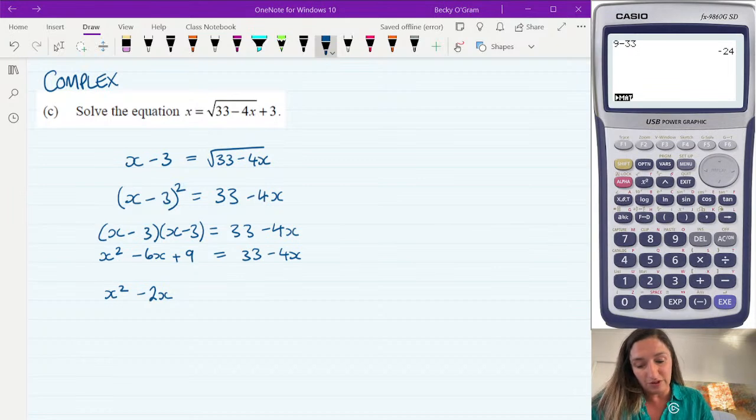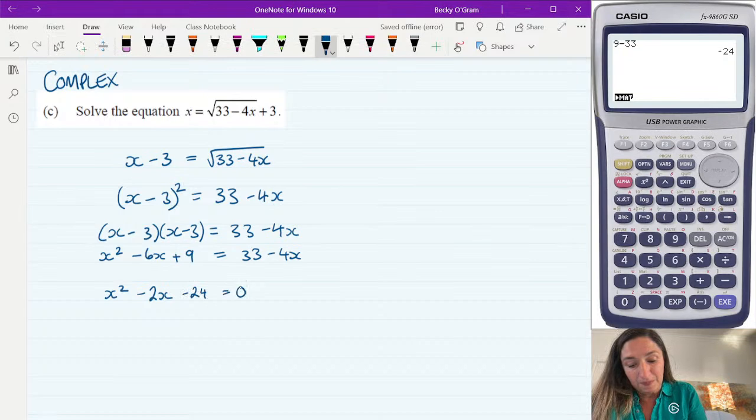So 9 take away the 33 is minus 24. Okay, so now we have a fairly simple quadratic to solve. This is going to be x minus 6, x plus 4 equals 0. So x could be 6 or x could be minus 4.